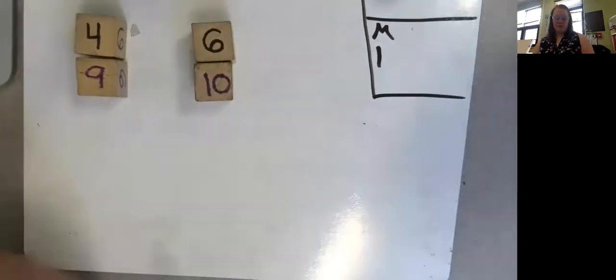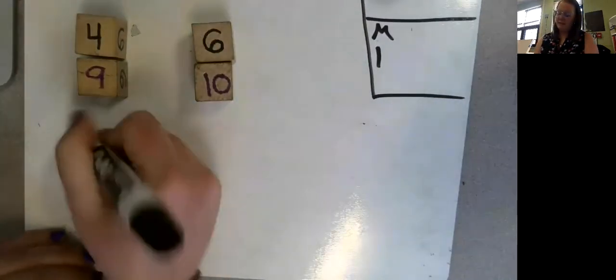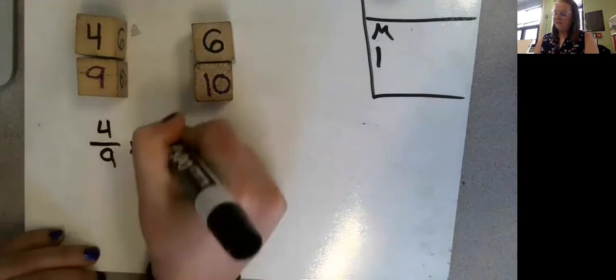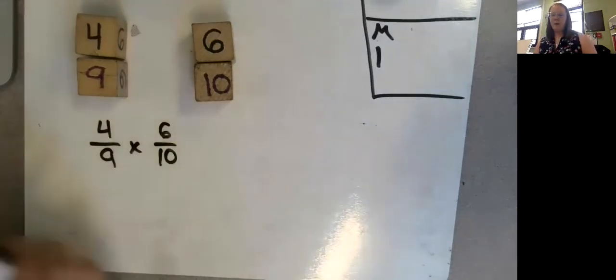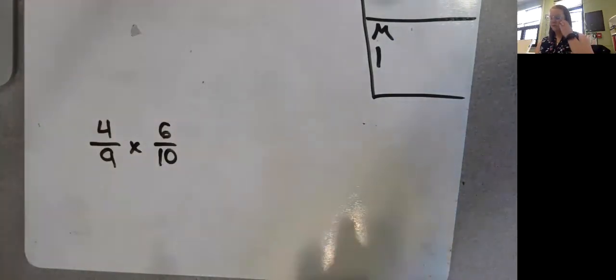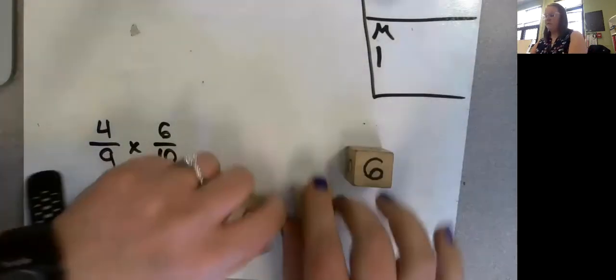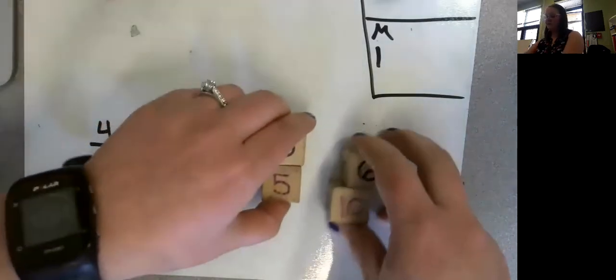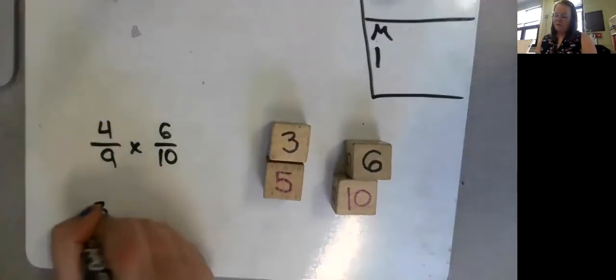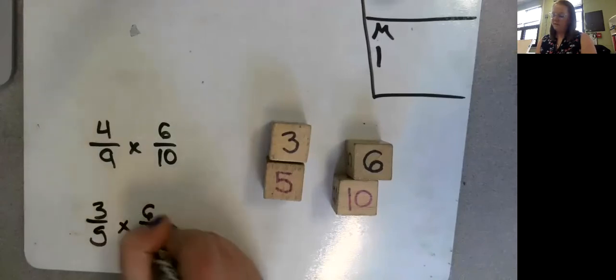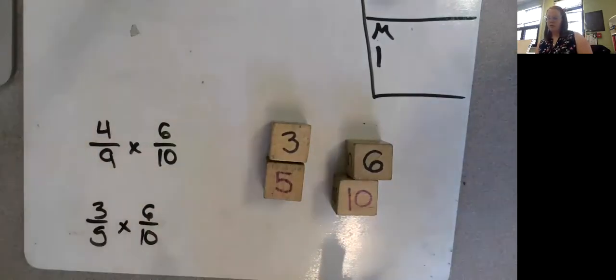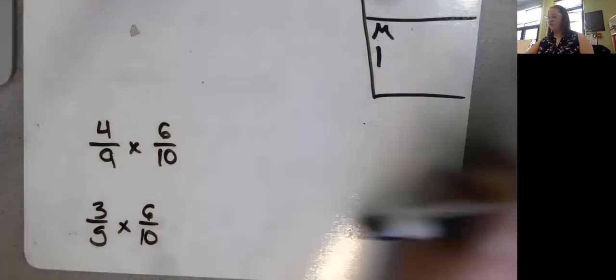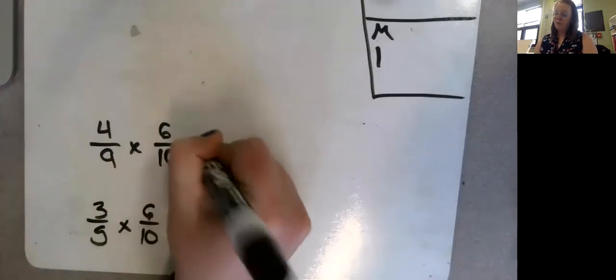All right, so here we go. I'm going to roll my dice, and same thing. I'm going to make a fraction times a fraction this time. So let's do 4/9 times 6/10. This one is mine. My partner's going to do the same thing. They're going to take their dice while I'm calculating mine. So they've got 3/5 times 6/10. Okay. So again, you could play this version as well, where you've got 2 fractions instead of a whole number. Either way, you're still going to multiply.